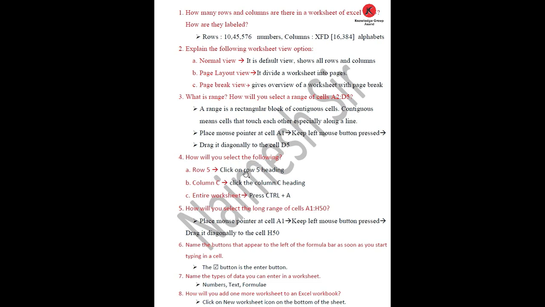How will you select the following? Row 5, click on the row 5 heading. Column C, click the column heading C. Entire worksheet, press Ctrl plus A. Alternately, you can use the shortcut key. Okay, previously we have learned this.